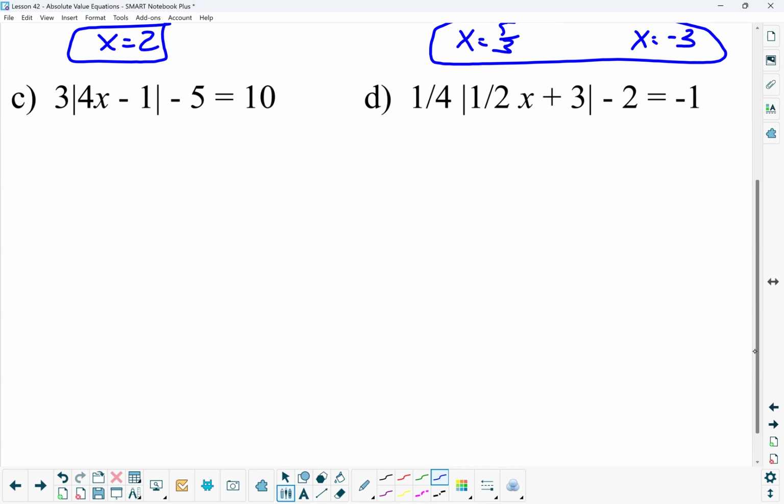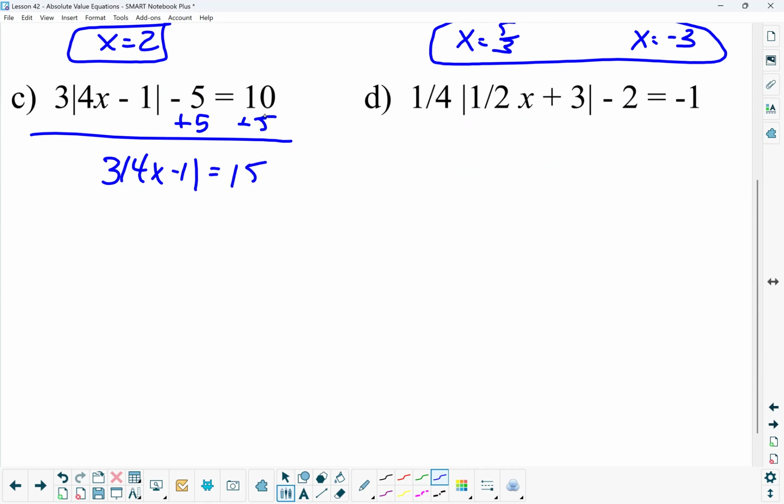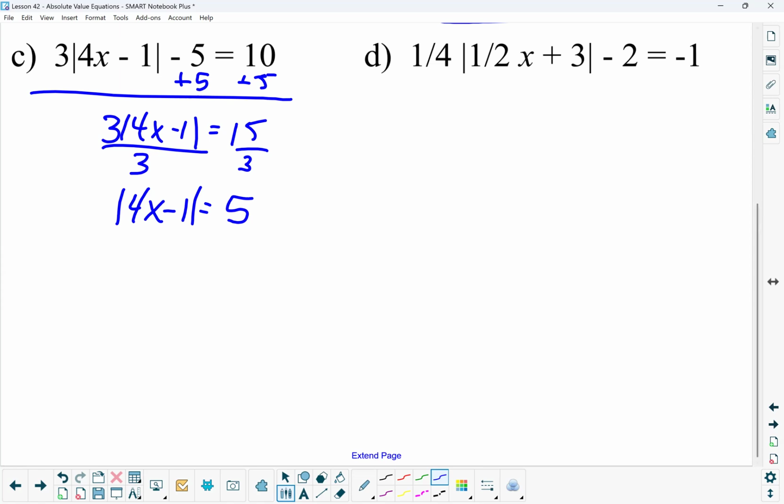3 times the absolute value of 4x minus 1 minus 5 equals 10. Again, get the absolute value by itself first, add 5 to both sides. Divide both sides by that 3 that's out front of the absolute value symbol. So we get the absolute value of 4x minus 1 equals 5. Now write that as two separate equations. 4x minus 1 equals 5, or 4x minus 1 equals negative 5, and solve.